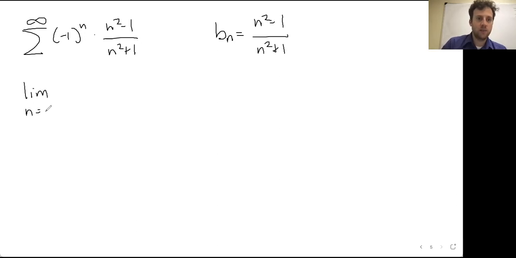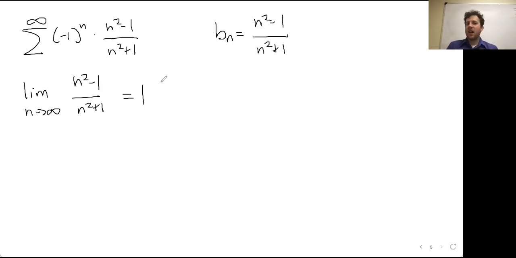So the limit of n squared minus 1 over n squared plus 1, the powers match, and they both have unwritten ones in front of those biggest powers, so we get 1 here. And that's not actually what we wanted to see. For the alternating series test, you want it to be converging to 0 and also decreasing. But the biggest thing is often that the limit is 0. And so we don't get that.